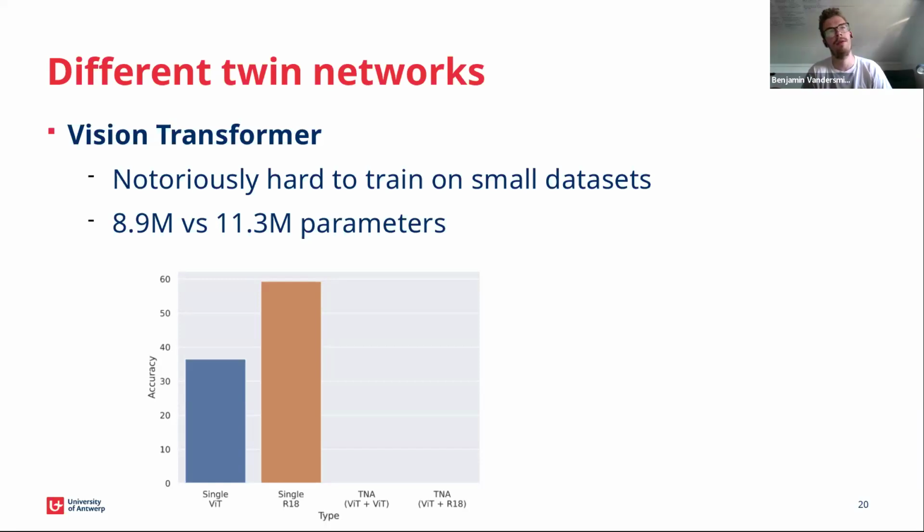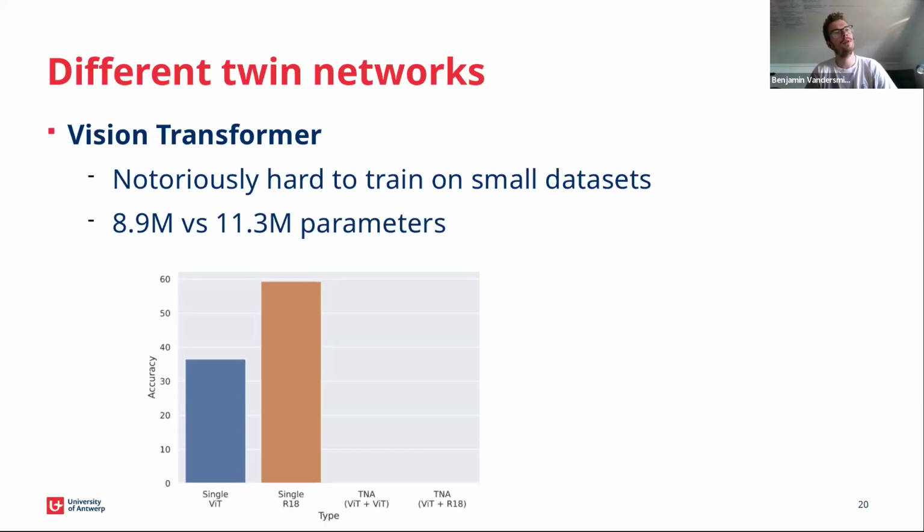The difference is not that significant to warrant this 20% accuracy drop. And the main reason why the vision transformers are hard to train on small data sets is that they have less inductive biases than the ResNet 18 model.